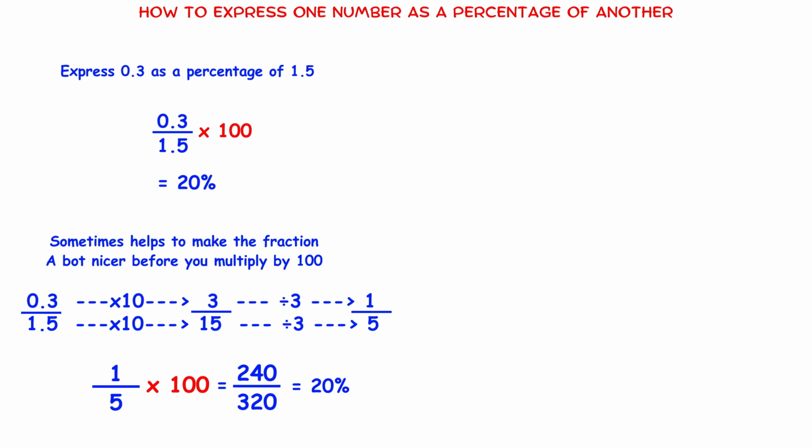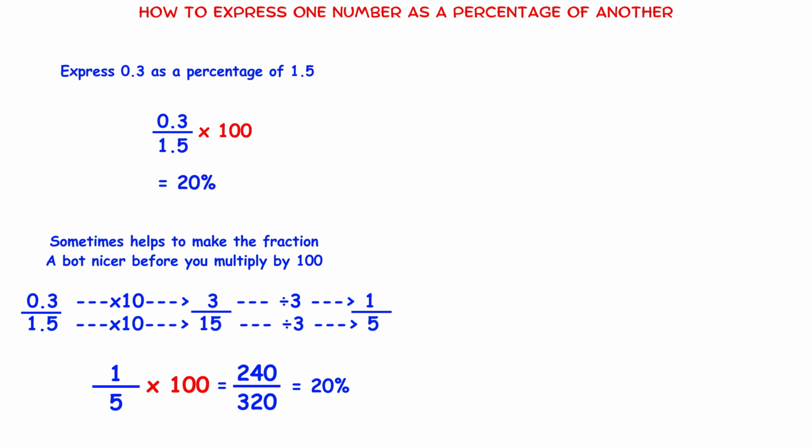Now, let us explore an example that involves decimal numbers. For instance, we are asked to express 0.3 as a percentage of 1.5. Although this may appear more difficult due to the decimal points, it actually works in exactly the same way. We begin by creating the fraction 0.3 over 1.5, and then multiply it by 100 to get 20%.